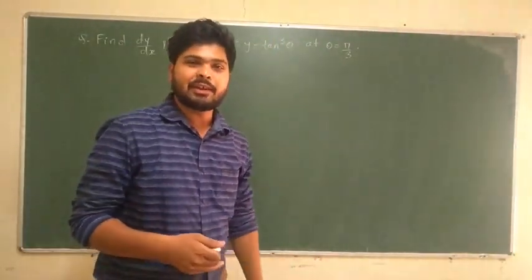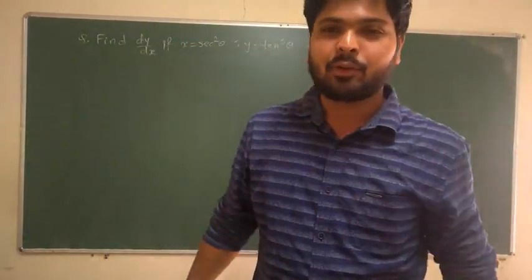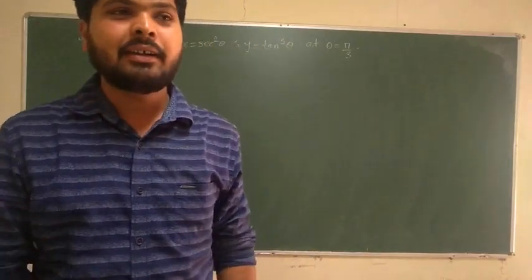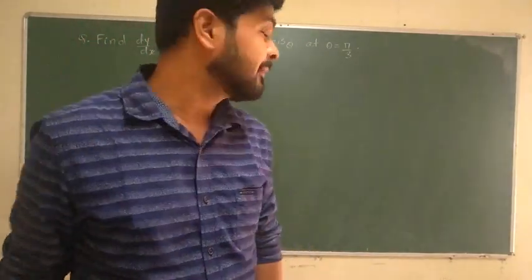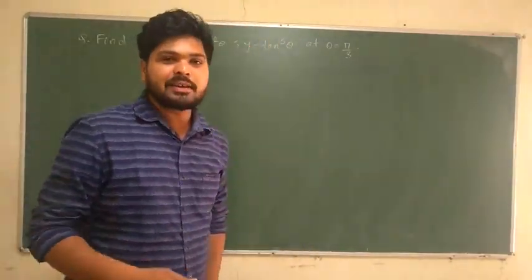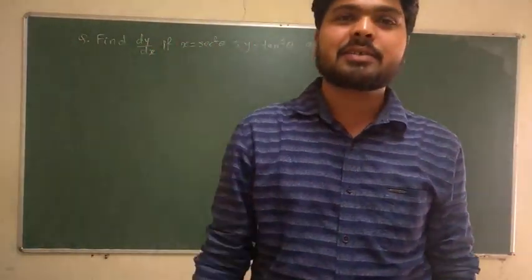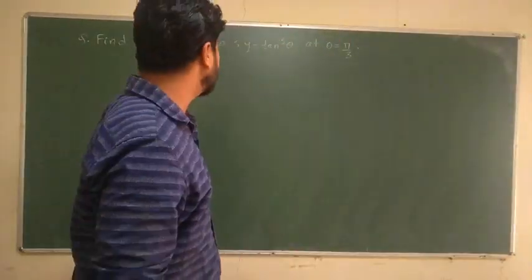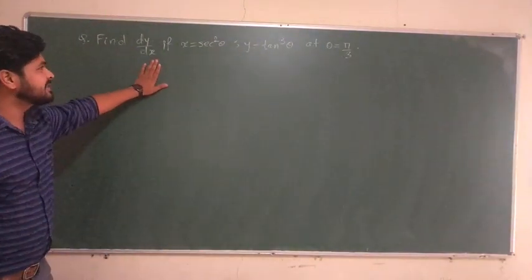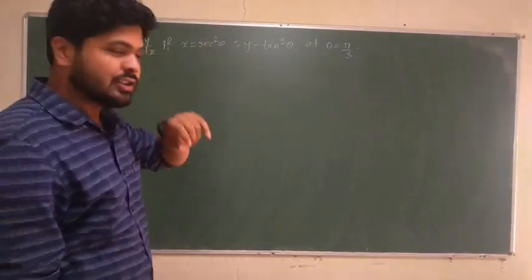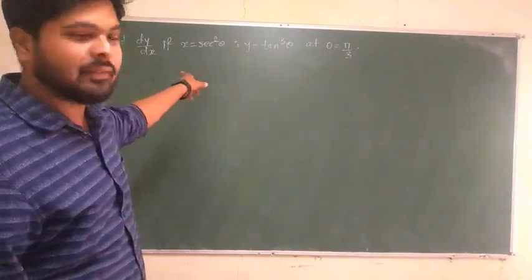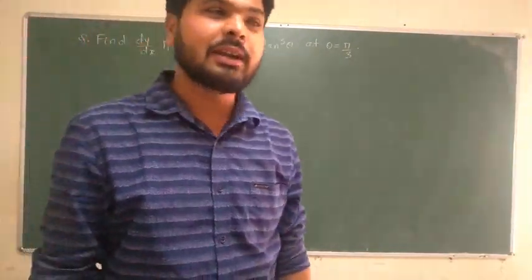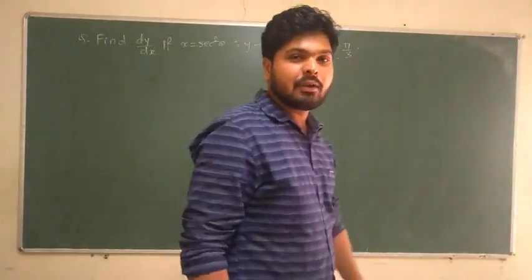Now in today's video lecture, I am going to solve examples from parametric functions and exercise 1.4. Previously we already started the topic parametric function. Now in today's lecture, I am going to solve this example. The question is: find dy by dx if x is equal to sec square theta, y equal to tan cube theta, and theta equal to pi by 3.